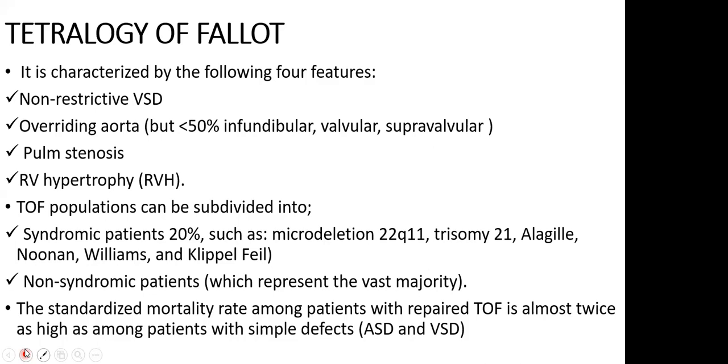So the standard mortality rates amongst these patients are actually with repaired TOF, meaning that if you're comparing a patient who has actually had a repair from TOF as compared to somebody who has a simple defect such as ASD or VSD, the people who have had a repair from TOF have twice the mortality of a patient who comes down with a simple defect. Meaning that a simple defect is actually way better as compared to those who have had repairs from TOF.